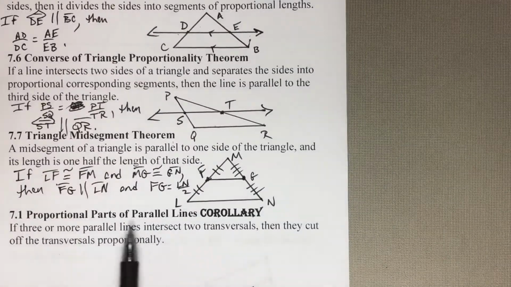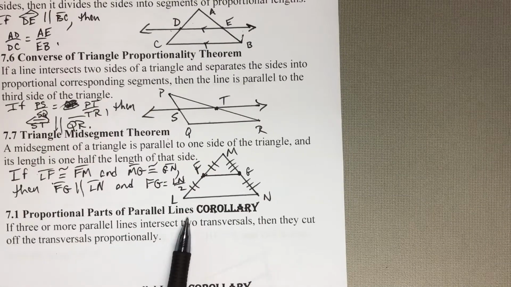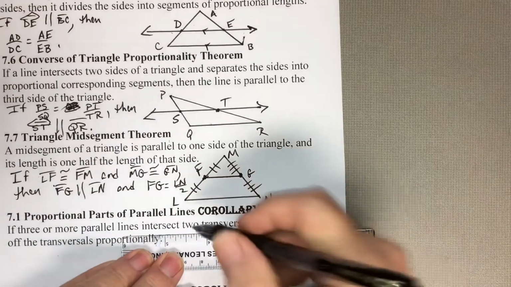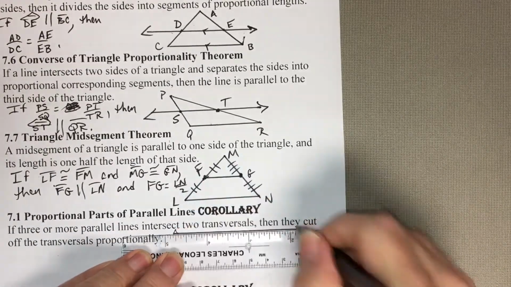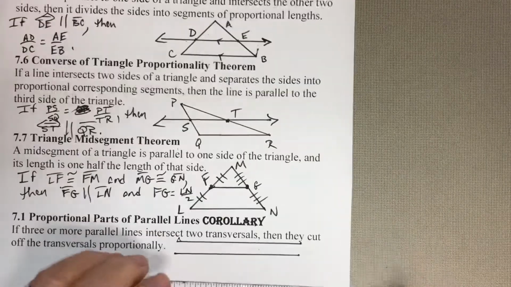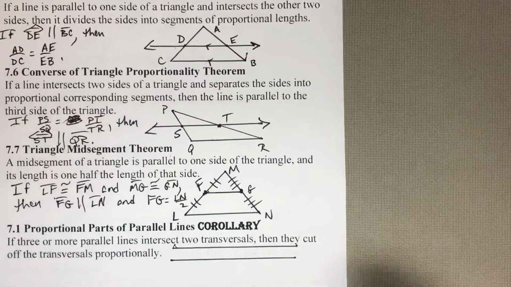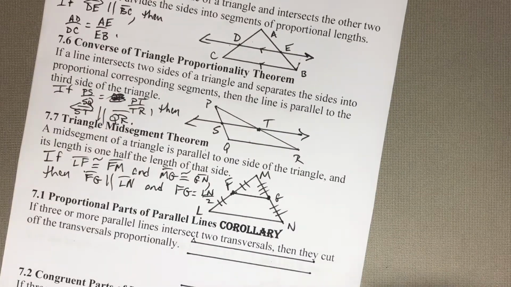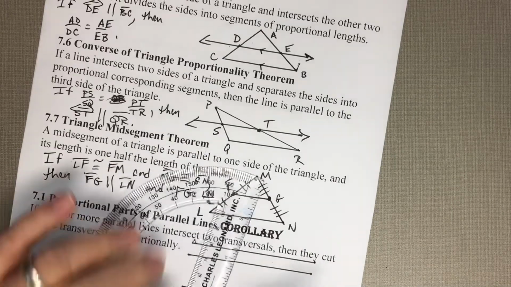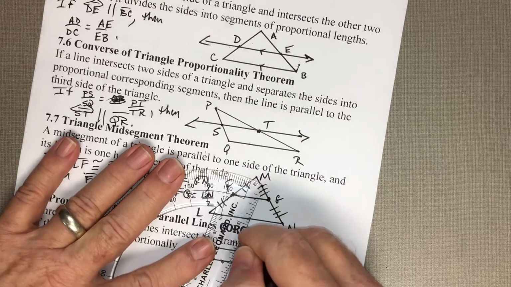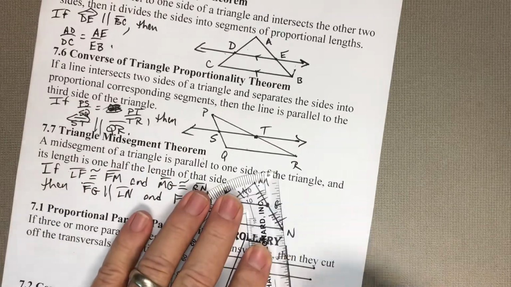So, proportional parts of parallel lines. That means I'm going to draw 3 lines that are parallel. I'm going to start with a line here. I'm going to come down here and draw another parallel line. And then I'm going to come down further and draw yet another parallel line. And then I'm going to draw 2 lines that intersect those parallel lines. Let's draw a line here and let's draw a line there.